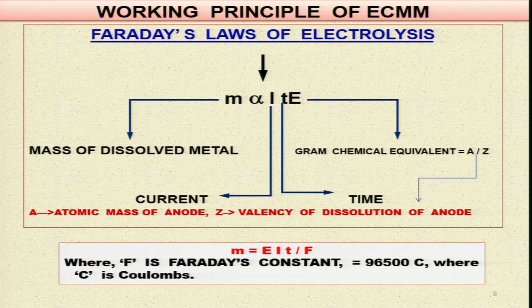So, we have already seen m proportional to ITE, we can write it as m equals EIt divided by F, where F is Faraday's constant and its value is 96,500 coulombs, where C is coulombs. So, using the same equation as used in ECM, we can calculate material removal rate, or amount of material removed, in case of ECMM also.